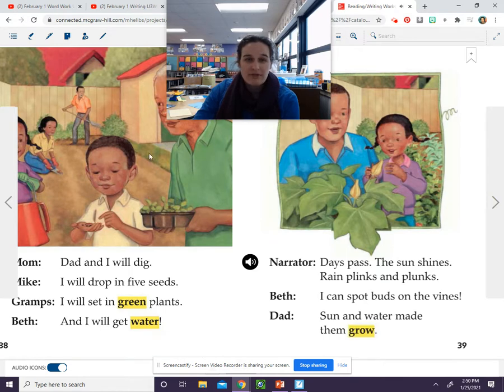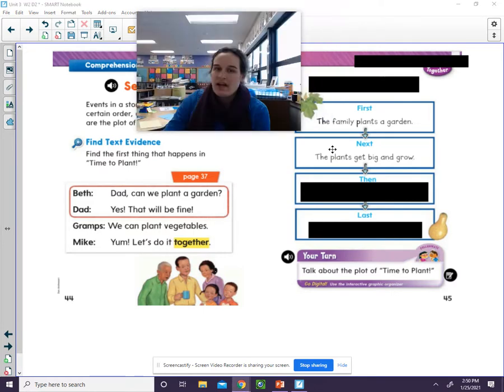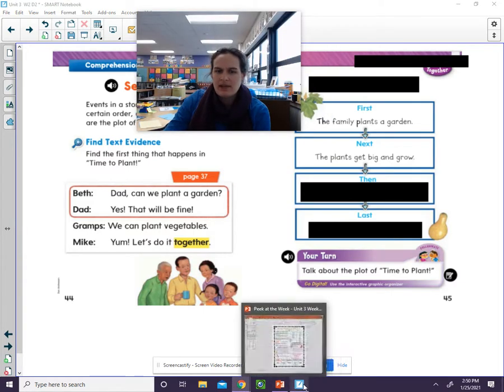So what happened after they planted the garden? What happened here? This is an important word for you to use. The plants get big and grow. So next, the plants get big and grow. Now we're looking for the then. So what happens after the plants get big and grow?